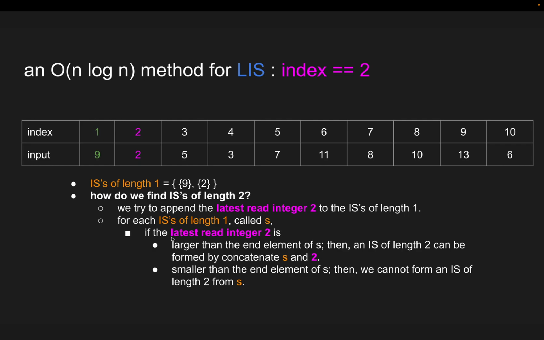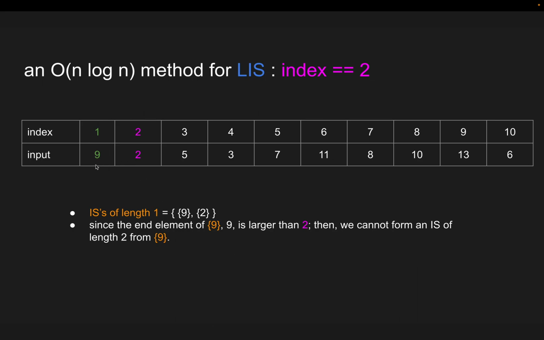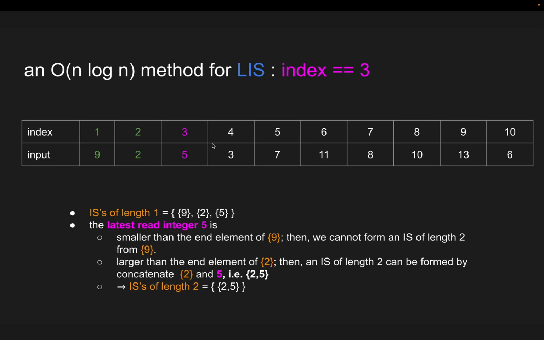So we just read 2, but the only increasing subsequence of length 1 at that time was 9, and 9 is larger than 2, so 9 2 is decreasing, so we cannot form an increasing subsequence of length 2. Next we read the third position, which is 5, and of course, without any examination, we can add 5 into the set of increasing subsequences of length 1, which are 9, 2, 5. So it is possible to form an increasing subsequence of length 2.